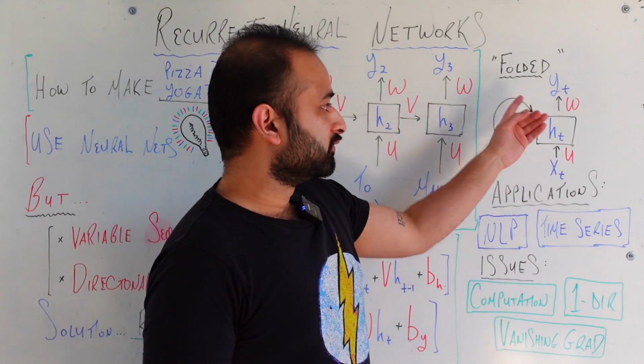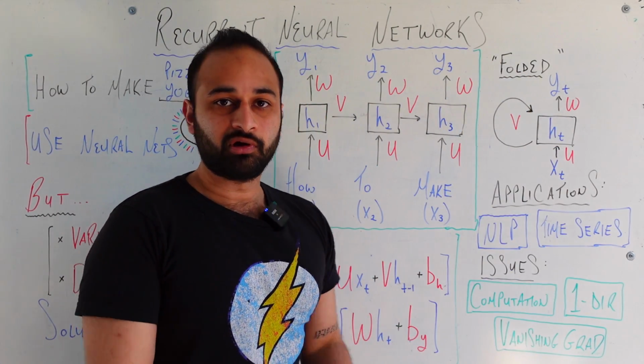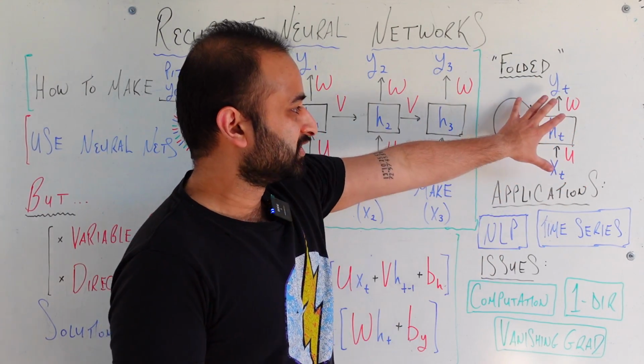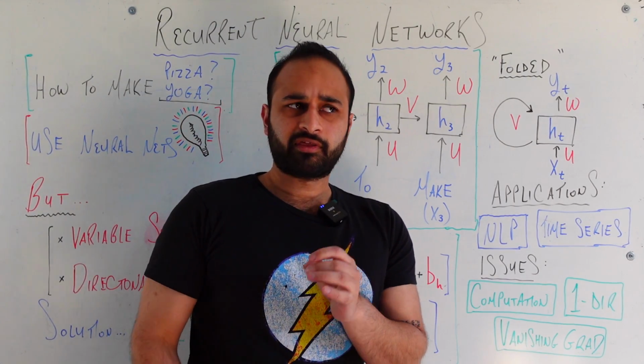And finally, if you want to get the output at this time step, you would apply linear transformation w, go through all the activation function stuff, and you would get y sub t. So this tells the exact same story as this, just in a much more compact form. And there's this other thing I wanted to talk about too.